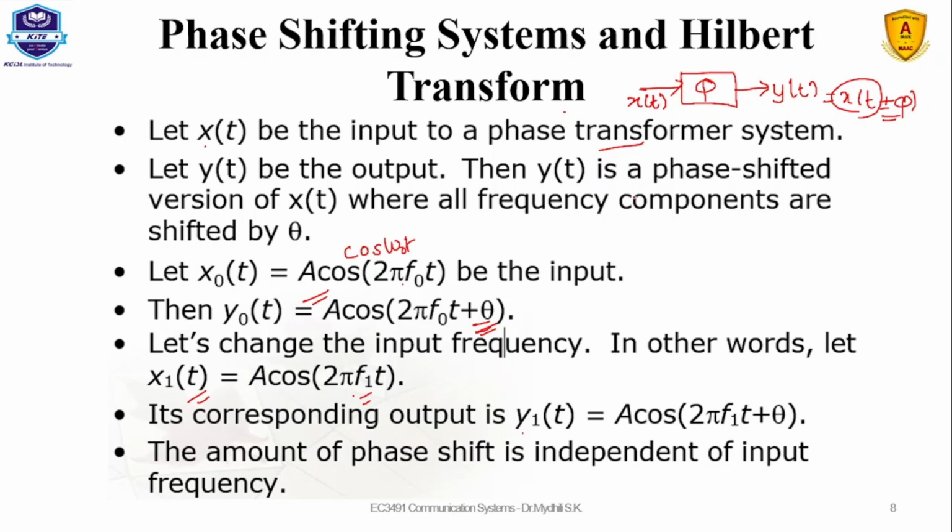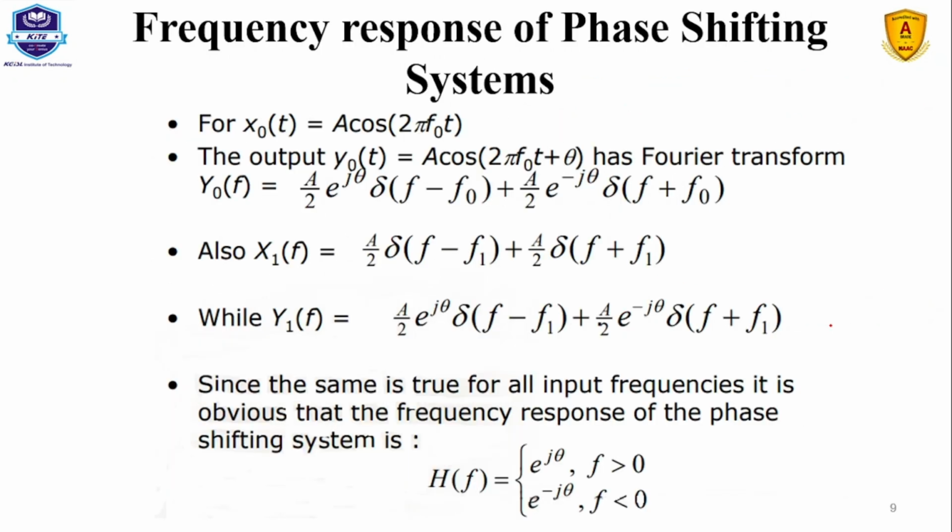So in case of input being x1 of t, the output will be y1 of t, which is nothing but the phase shifted version of x1 of t, shifted by theta or phi. So here this is the phase shifted version. The amount of phase shift is independent of the input frequency. Here the frequency does nothing to the phase shift. So we will now see the frequency response of the phase shifting system.